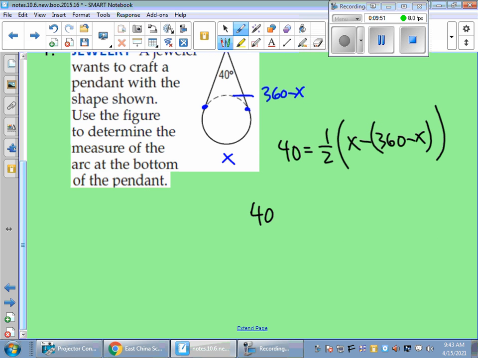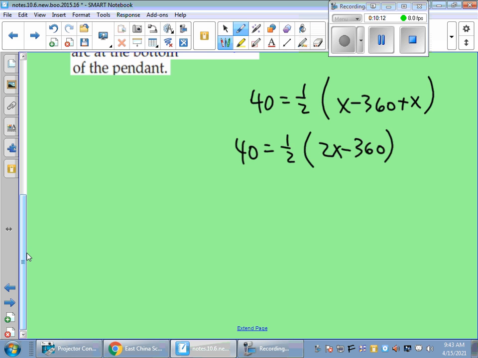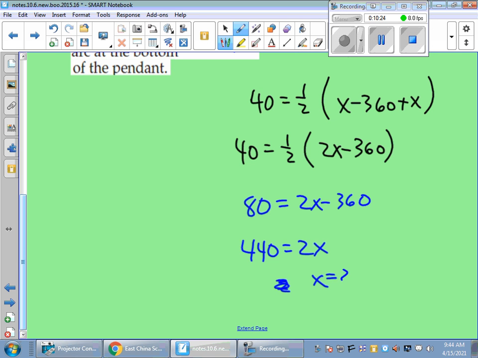So 40 equals 1/2, and then we're going to go x minus 360. And that's when you distribute through that -1, this actually becomes a positive x. So we have 40 equals 1/2 of 2x minus 360. Okay. What I would do next is I would get rid of that 1/2, so I'd make this 80 equals 2x minus 360. I would add the 360 over, so this becomes 440 equals 2x. Divide by 2, sorry, and x is 220. That's a tough one there. Great job, folks.